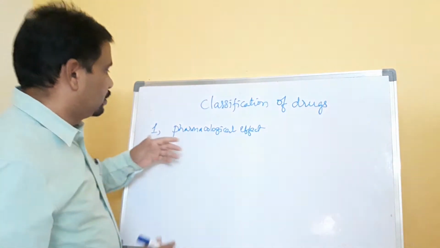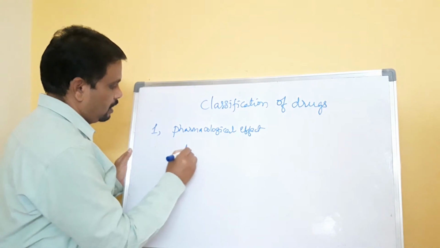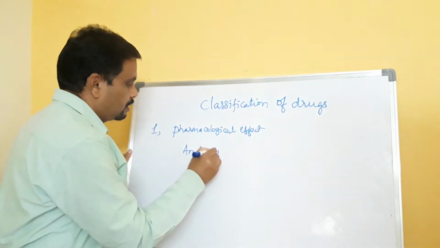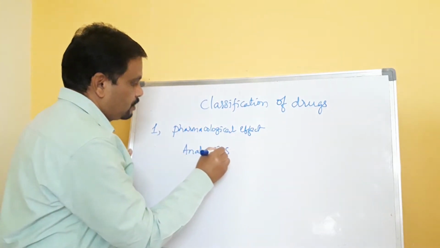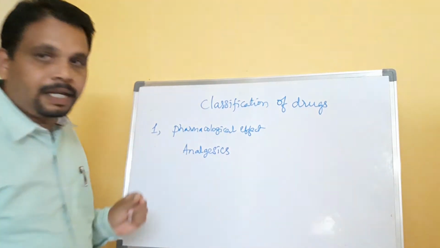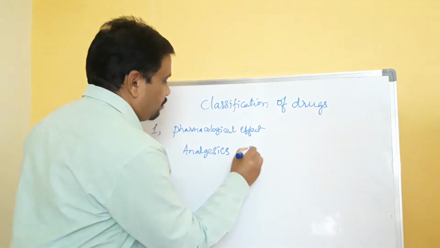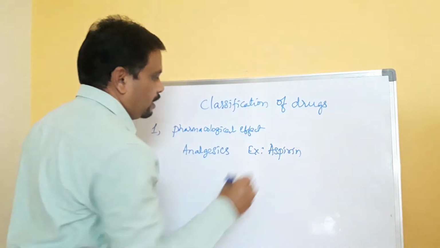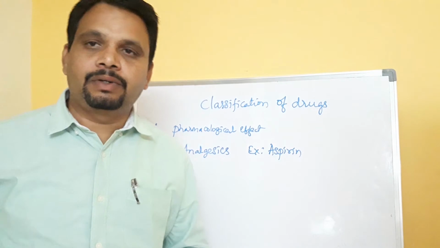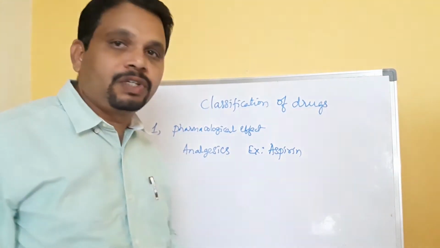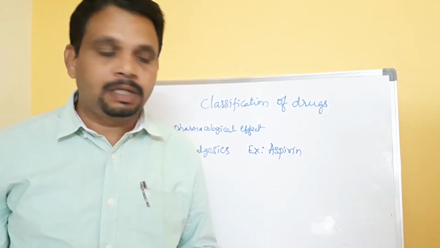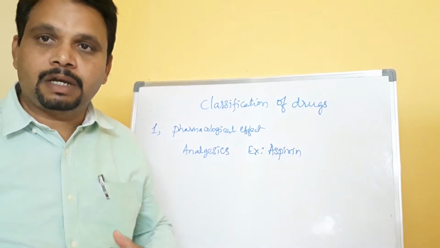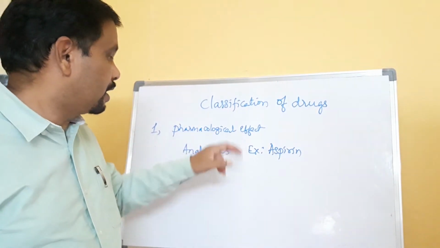For example, analgesics. The example for analgesics is aspirin. When you take aspirin, it gives you relief from the pain. Therefore, we can classify drugs on the basis of pharmacological effect.